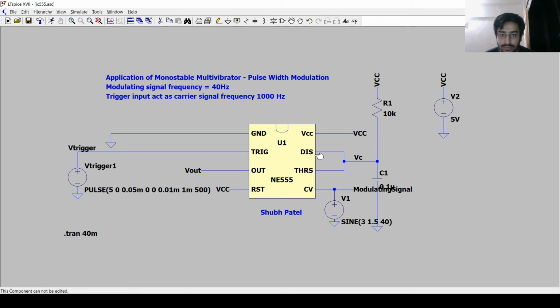And at this pin, which is the discharge, and this threshold, we have connected a discharge capacitor, and at this pin, which is the output pin, we are going to get our output. And we have connected our reset pin to VCC, and we have used a resistor of 10 kilo ohms and connected it to VCC. So let's run this circuit.